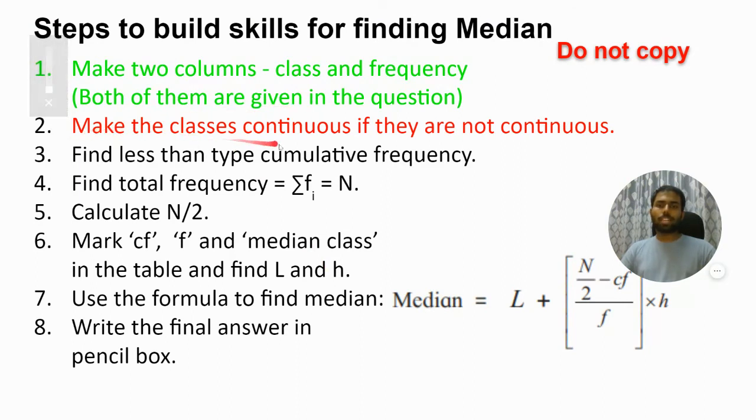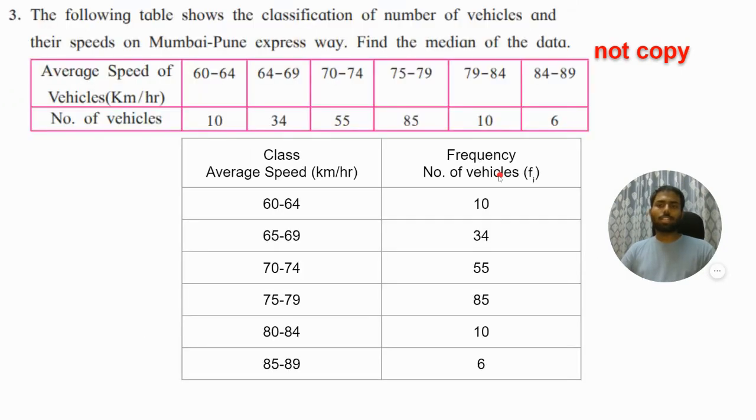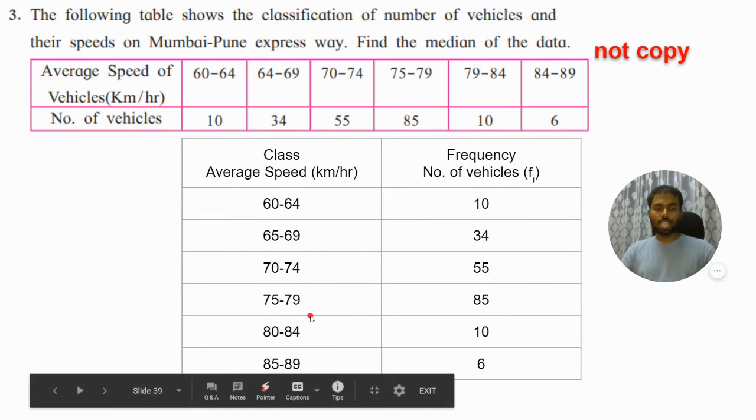Second step is make the classes continuous if they are not continuous. Okay, so let us check, are the classes continuous here? यहाँ पे 64 है, यहाँ पे 65 continuous नहीं है. 69, 70 not continuous. 74, 75 not continuous. So what you observe is यहाँ पे कोई भी class continuous नहीं है. So you will have to make them continuous. How do you make them continuous? You have 3 steps, right?